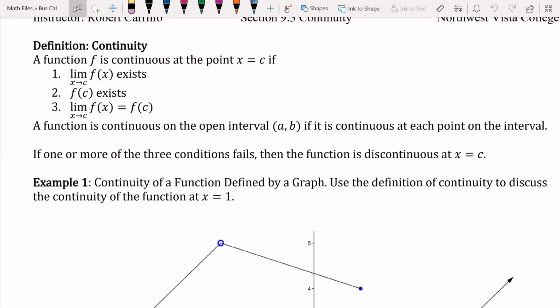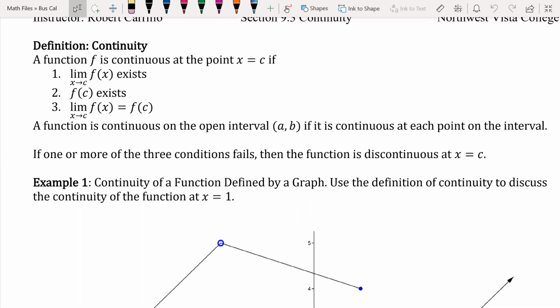So today we cover continuity and the definition of continuity. There are 3 rules to continuity. A function f is continuous at the point x equals c if, 1, the limit of f of x exists, 2, the point f of c exists, and 3, the limit as x approaches c of f of x is equal to f of c. In order to be a fully continuous function, you have to pass these 3 rules. If you fail one rule, then it throws everything out and the function will be considered discontinuous.